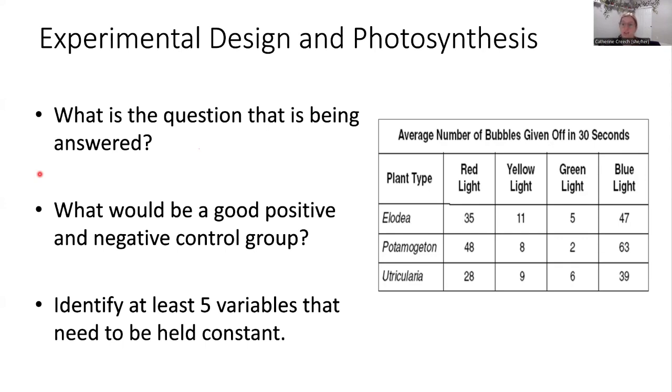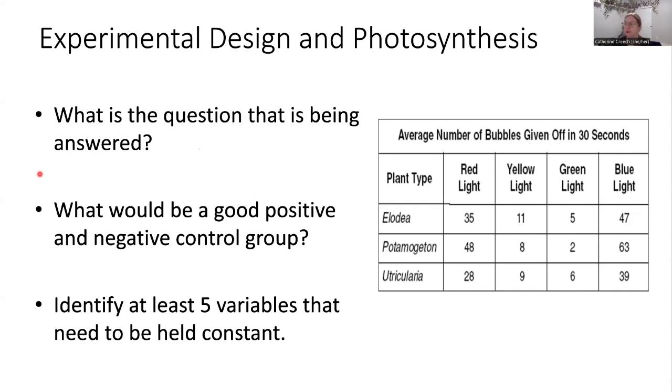The question is, which color light is more effective for photosynthesis? A good positive control group would be natural light, maybe a grow light, or a full spectrum light. So like a light bulb that has all the colors. A good negative control group would be no light. Why? We want the positive control to give us a known outcome that will occur, and the negative control to give us a known outcome that will not occur.